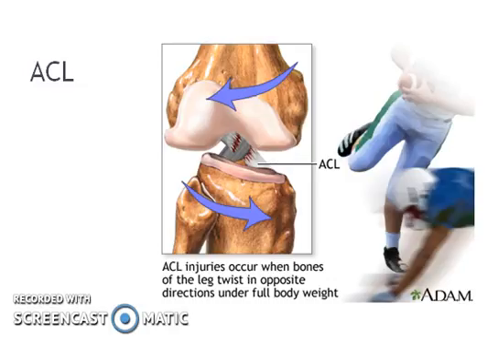ACL is the anterior cruciate ligament. It's one of a pair of cruciate ligaments, the other being the posterior cruciate ligament in the human knee. ACL injury often occurs when the biomechanical limits of the ligament are exceeded.